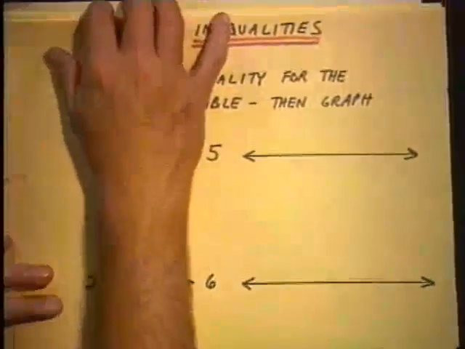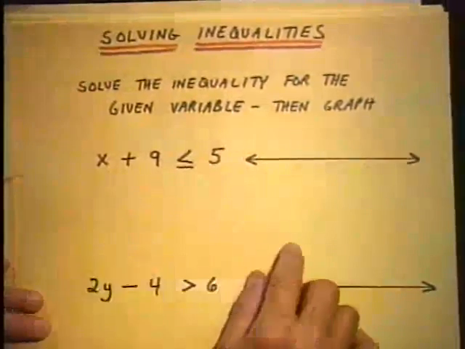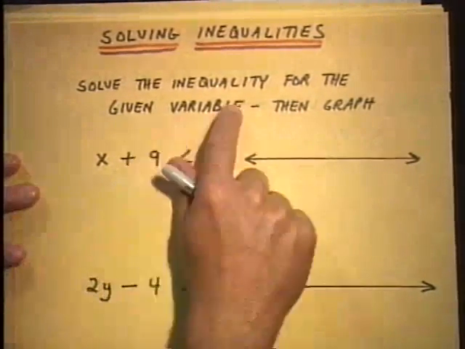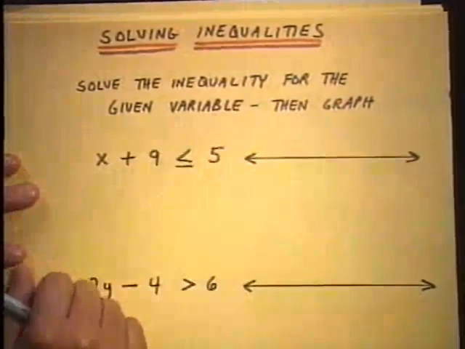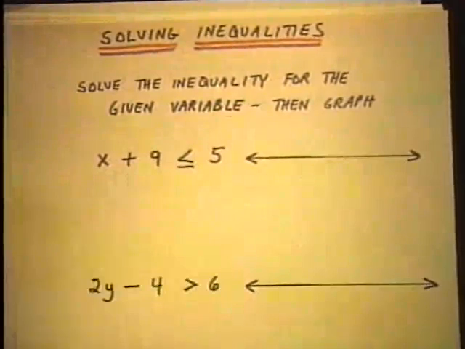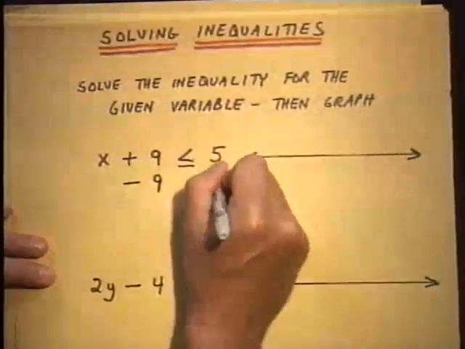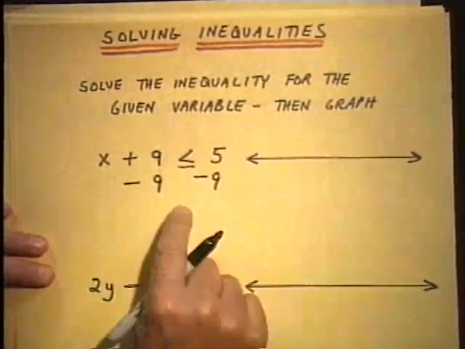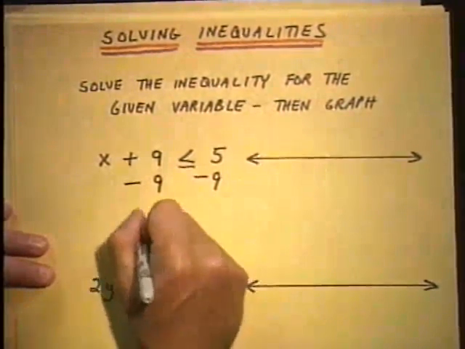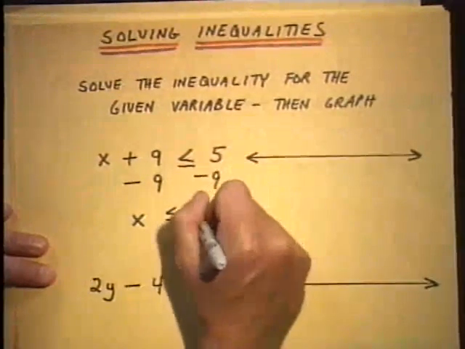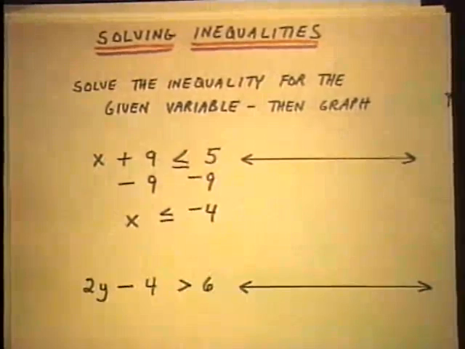All right, now we're going to actually solve some inequalities, and we're going to tie some things in to equations. It says solve the inequality for the given variable, then graph. Just like equations, to undo addition, we're going to hit it with subtraction. So we're going to subtract 9 from both sides of this inequality, and that'll leave us with x is less than or equal to 5 minus 9. Different signs, subtract, sign of the larger number is negative.